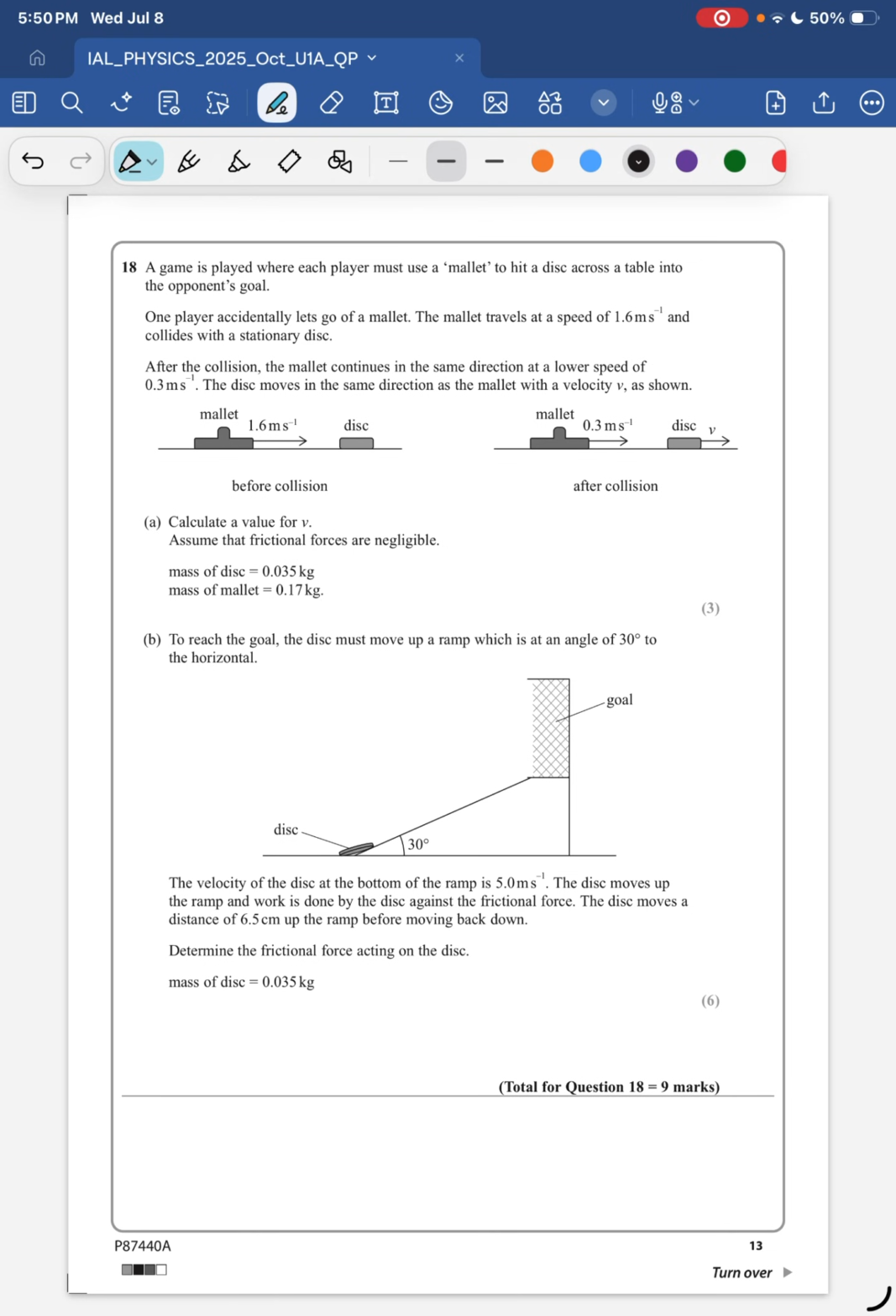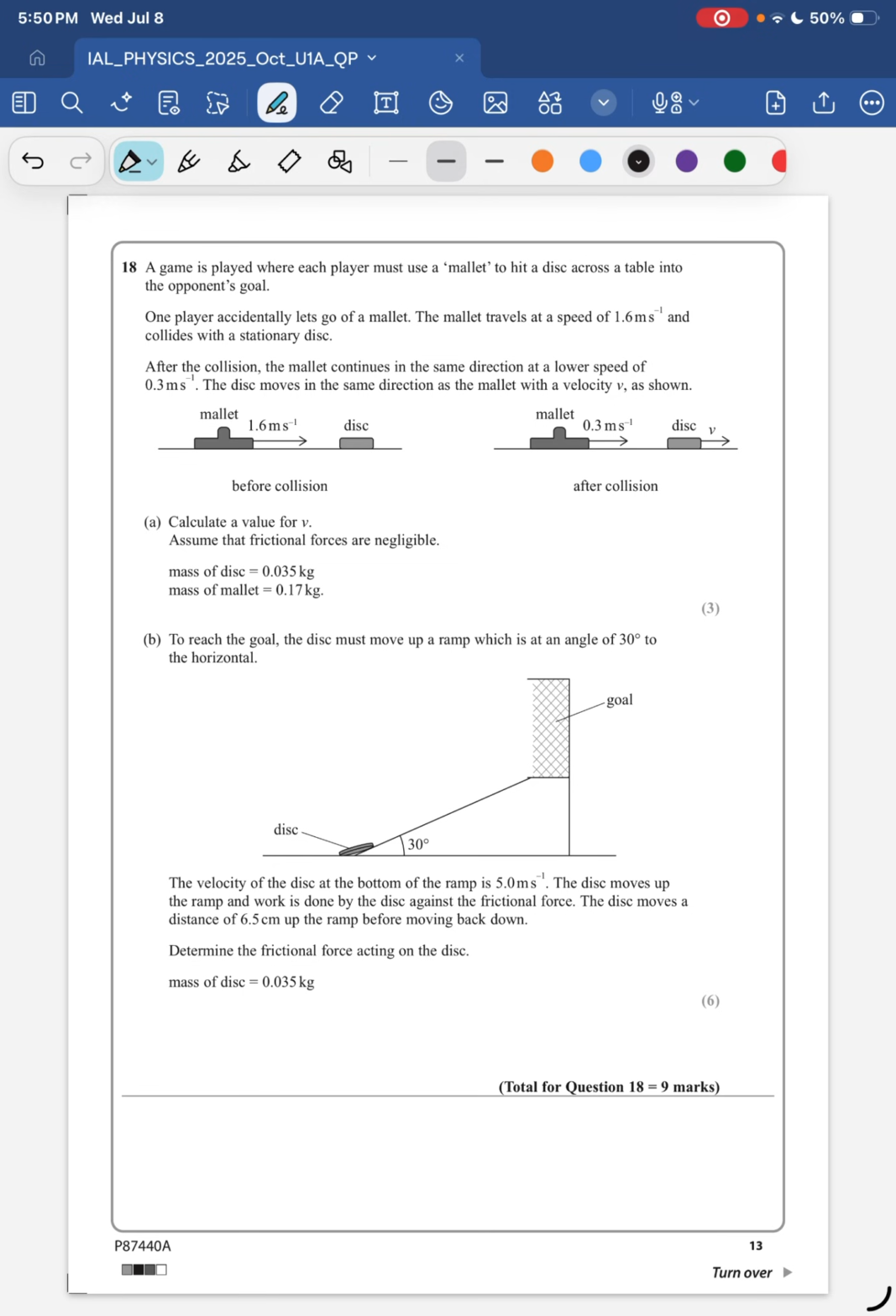Okay, question 18. A game is played where each player must use a mallet. Is that the correct pronunciation? To hit a disc across a table into the opponent's goal. One player accidentally lets go of a mallet. The mallet travels at a speed of 1.6 meters per second and collides with a stationary disc. After the collision, the mallet continues in the same direction at a lower speed of 0.3 meters per second. The disc moves in the same direction as the mallet with a velocity v as shown. Okay, question A, calculate the value for V.